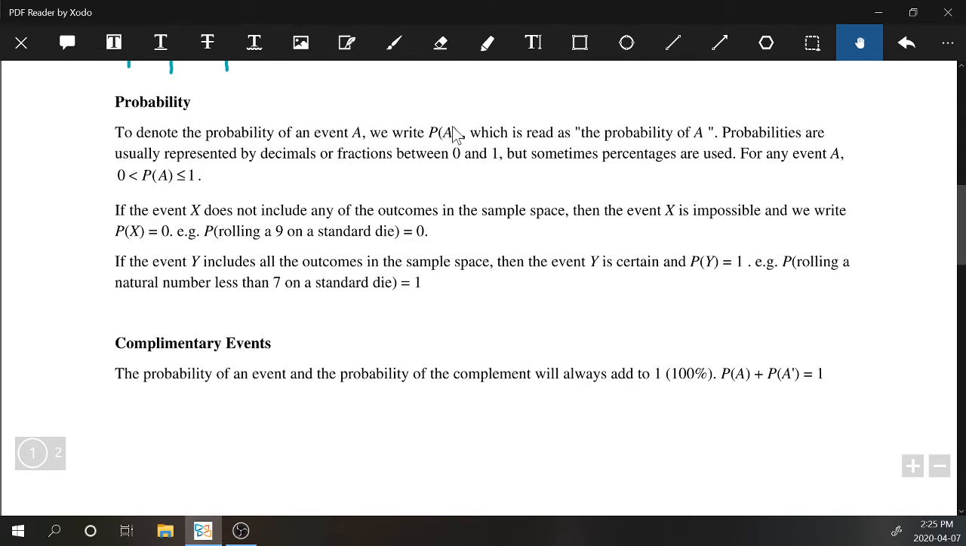And probabilities are usually represented as a decimal or fraction between 0 and 1. Now, something that never happens would have a probability of 0, and something that always happens will have a probability of 1.